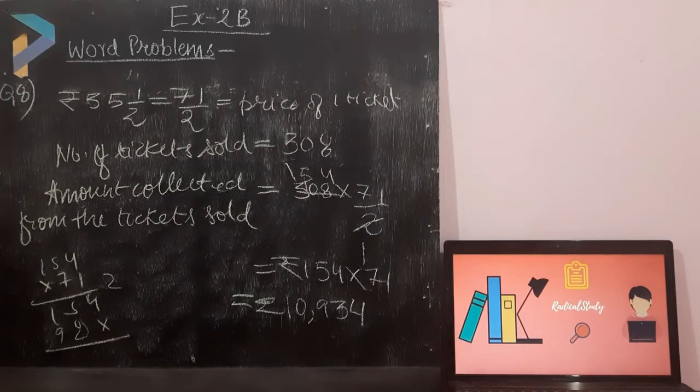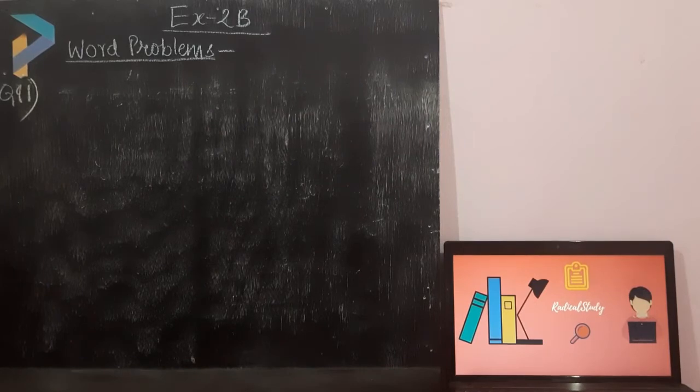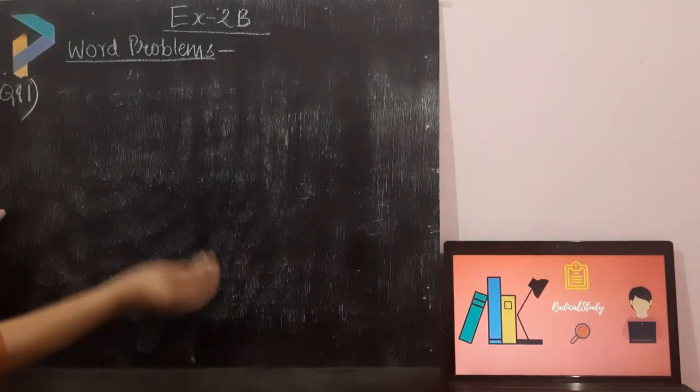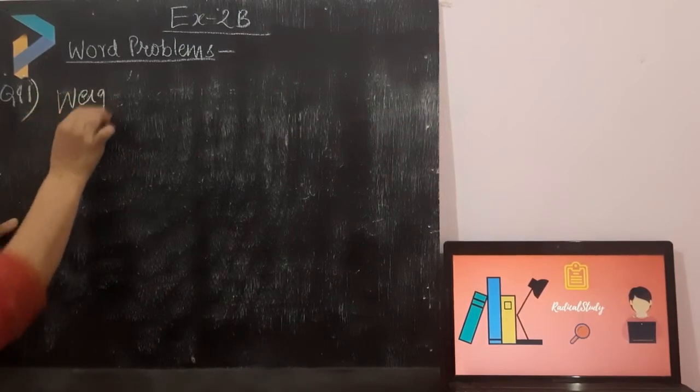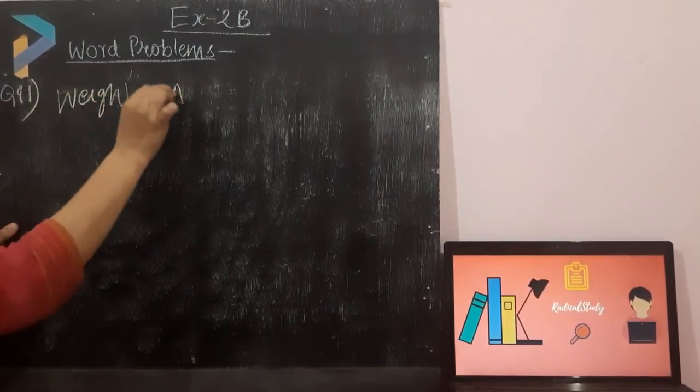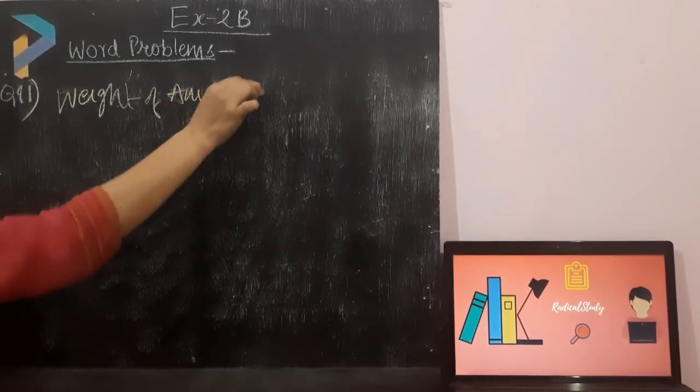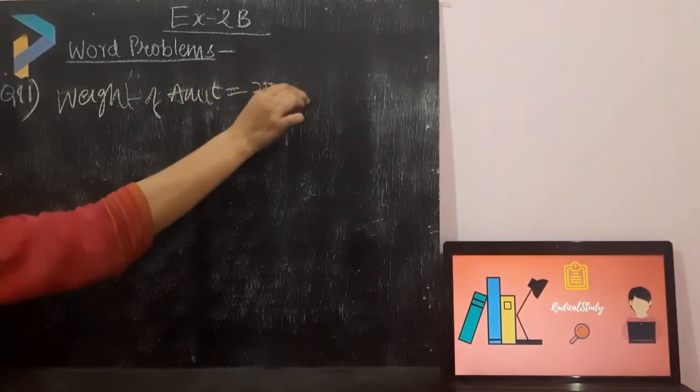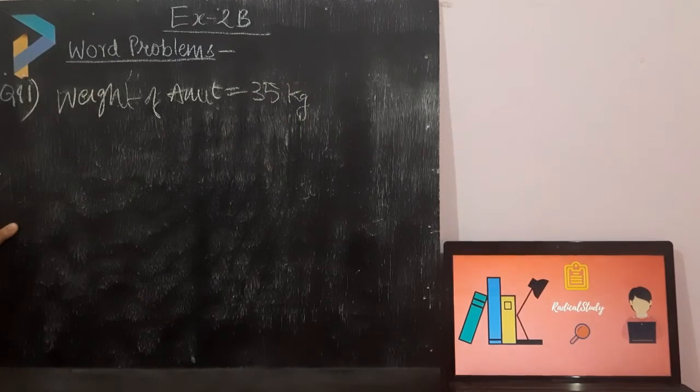Please pay attention students. So students, the next question which I am going to solve is question number 11. Amit weighs 35 kg. His sister Kavita's weight is 3/5 of Amit's weight. How much does Kavita weigh? So what is the weight of Amit? The weight of Amit is 35 kg. Okay students. Now what is his sister's weight? Kavita weighs 3/5 of Amit.